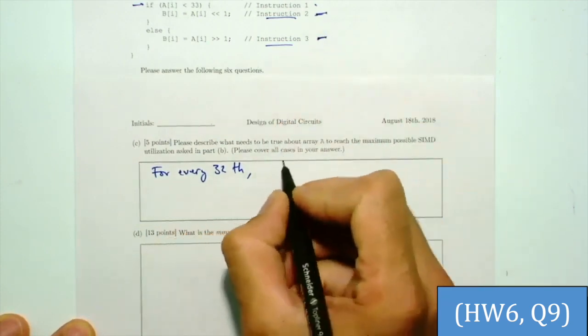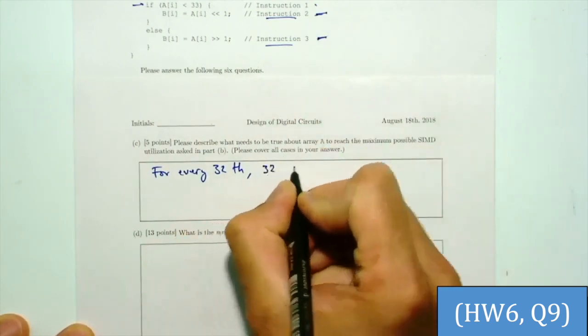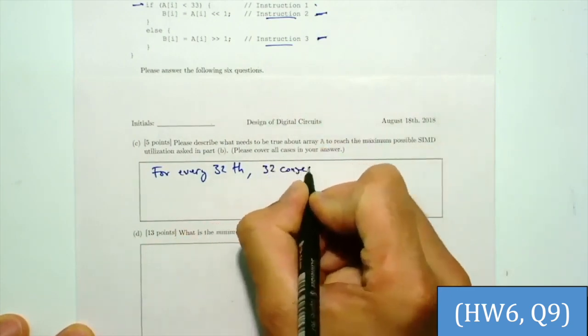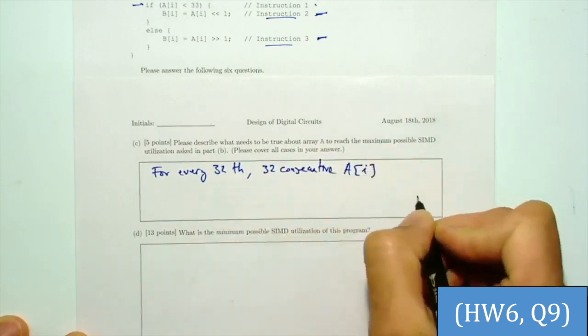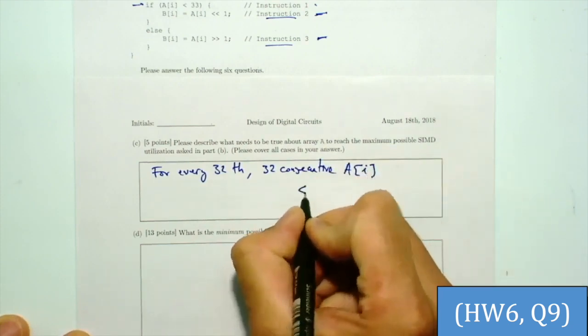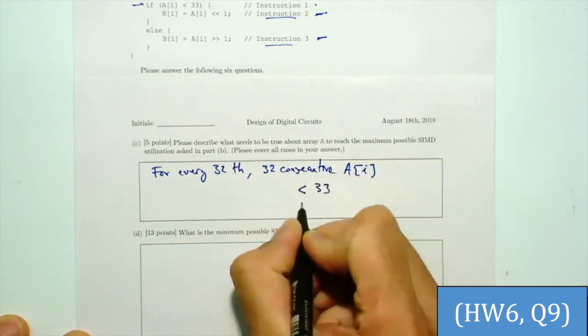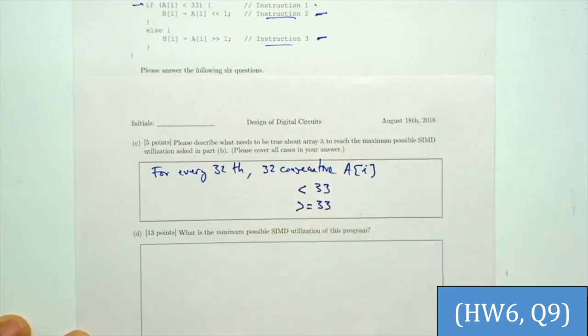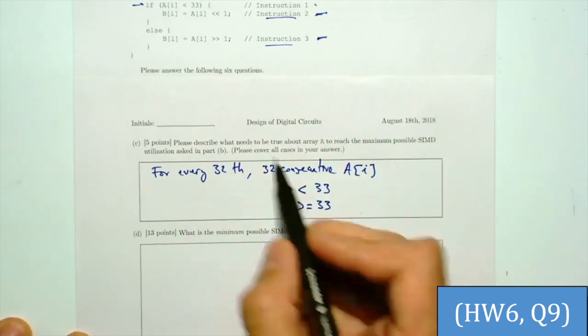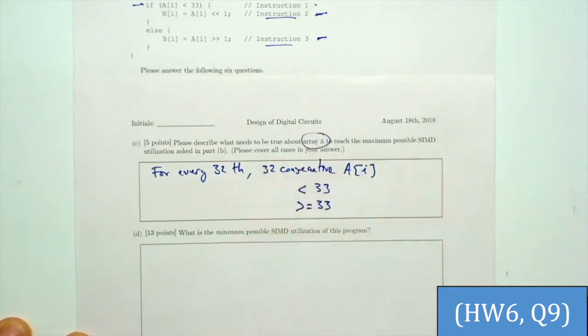So which means for every 32 consecutive threads, we will have 32 consecutive values of A which are lower than 33 or greater or equal to 33. That's the answer, and that's what needs to be true for this array A in order to have maximum utilization in this program. Is it clear?